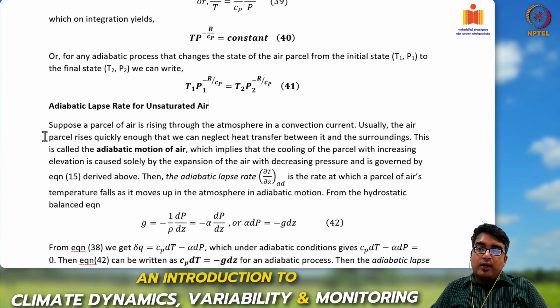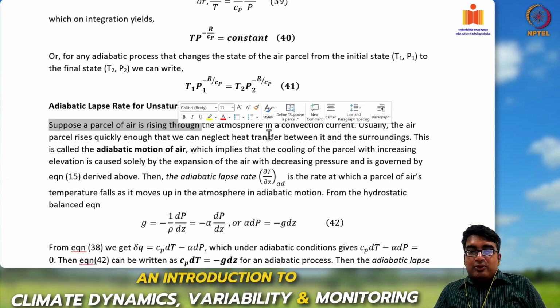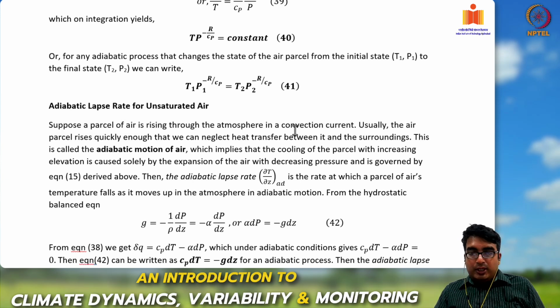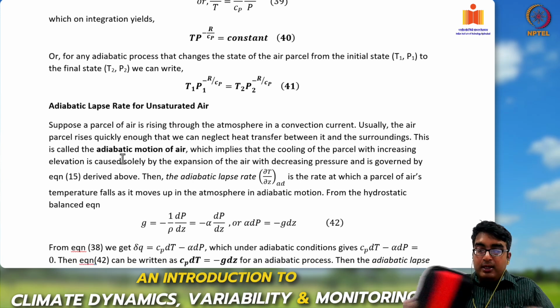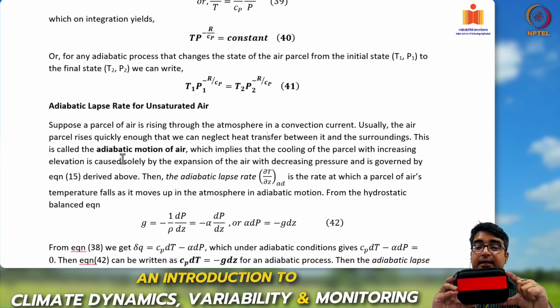So that is what we want to understand. Suppose a parcel of air is rising through the atmosphere in a convection current. Usually the air parcel is rising quite quickly and the heat transfer between the parcel and the surroundings is something that we can neglect. So suppose we have an air parcel, a brief rectangular volume like this.